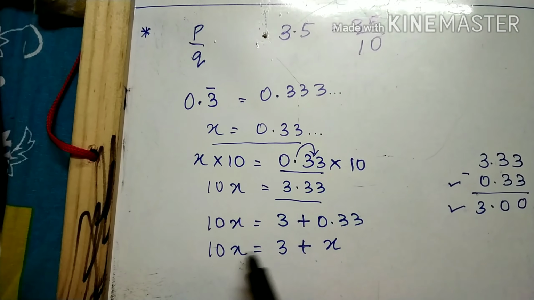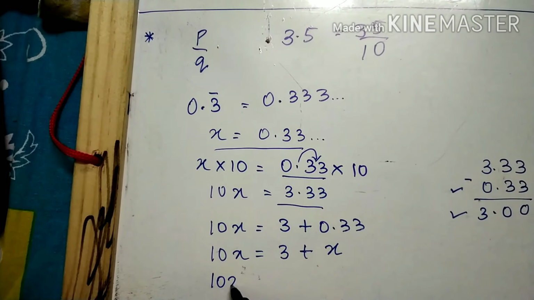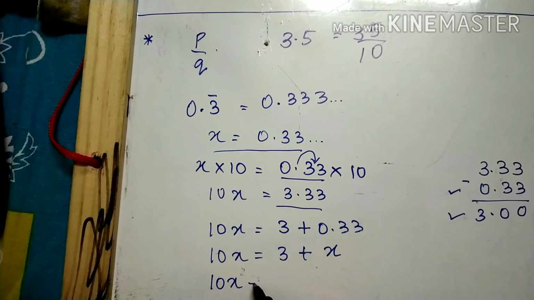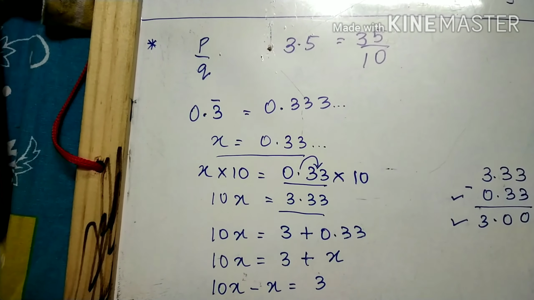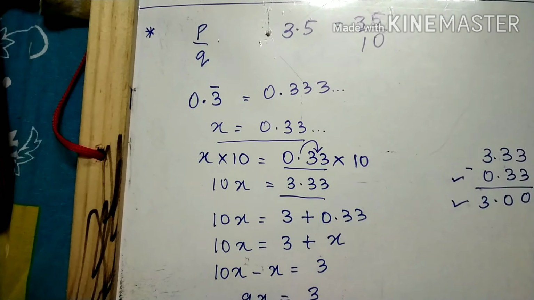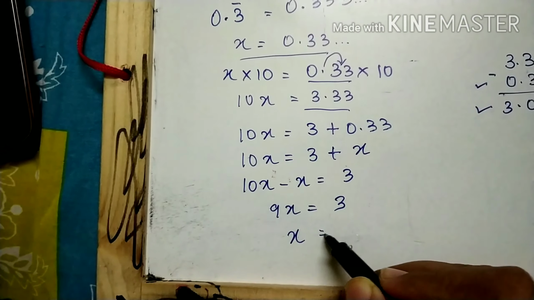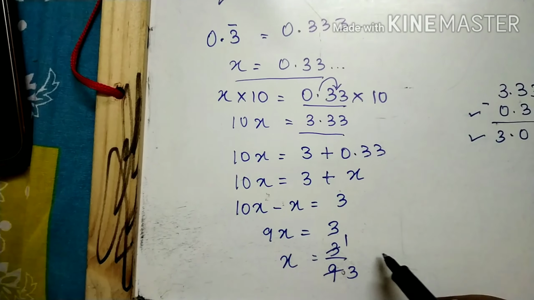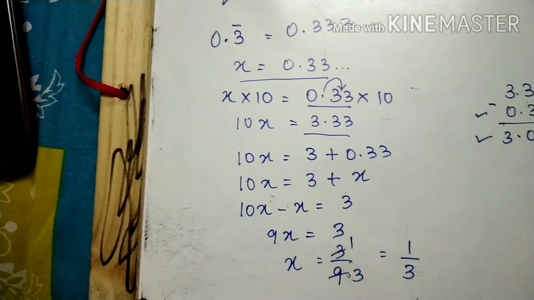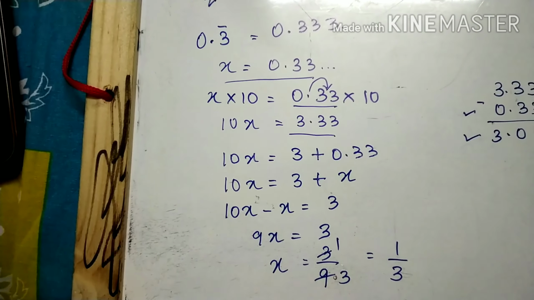Now bring this x to this side. So 10x minus x equal to 3. So 10x minus x is 9x equal to 3. So x is equal to 3 upon 9. After cancellation, the P by Q format is 1 upon 3.